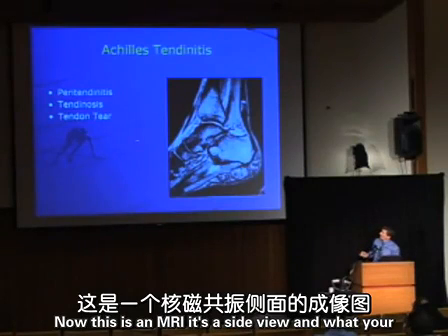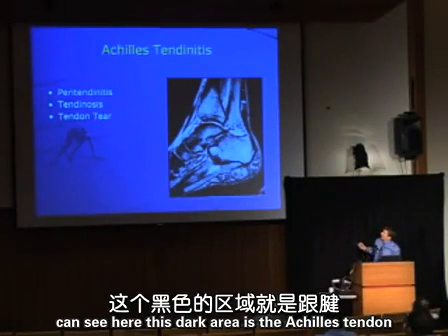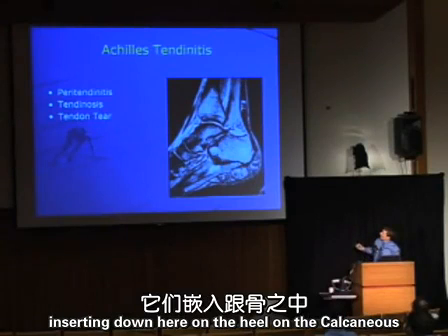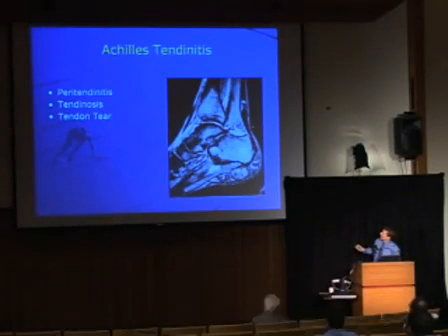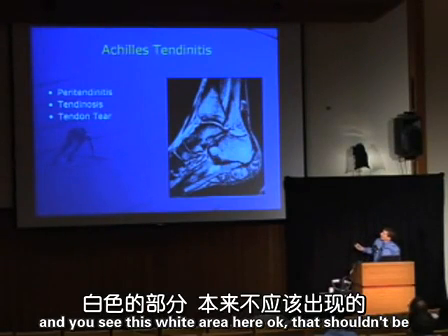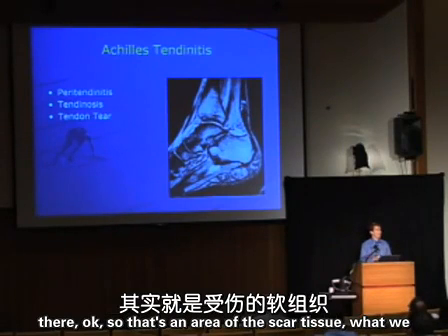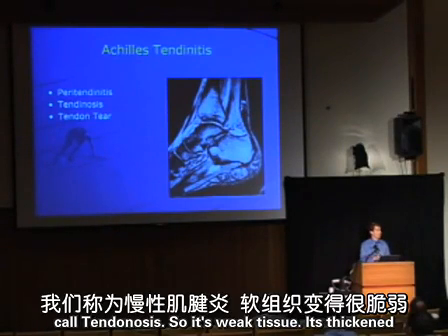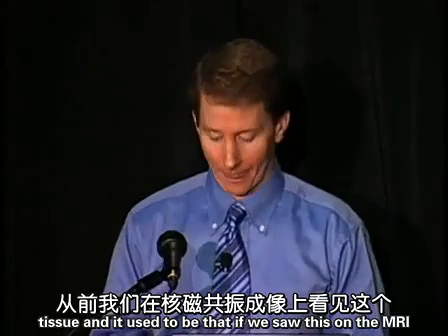Now, this is an MRI. It's a side view. And what you can see here, this dark area is the Achilles tendon inserting down here on the heel, on the calcaneus. And you see this white area here? Okay, that shouldn't be there. Okay, so that's an area of this scar tissue, what we call tendinosis. So it's weak tissue. It's thickened tissue.